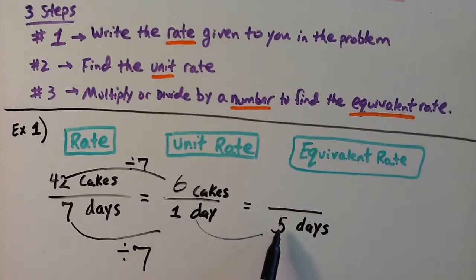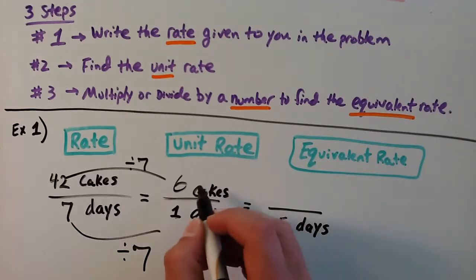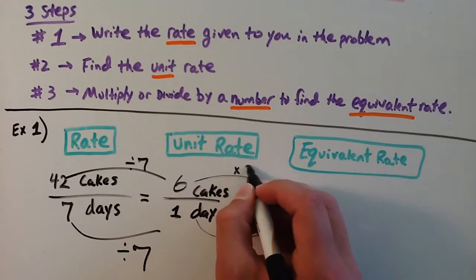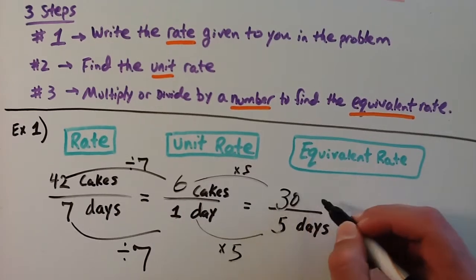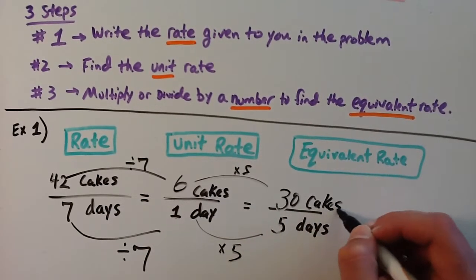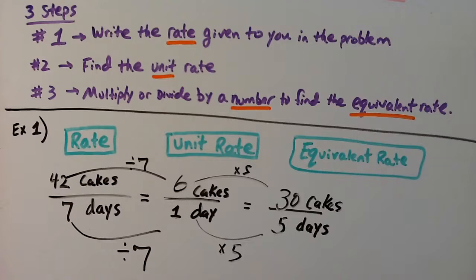How would I get from 1 to 5? Well, I would need to multiply by 5. And if I multiply the bottom of my rate by 5, I do the same thing in the top. 6 times 5 would give me 30 cakes, right? And so now I can answer my question. The question was, how many cakes can Mark make in 5 days? Well, in 5 days, he makes 30 cakes. So 30 cakes is my answer.